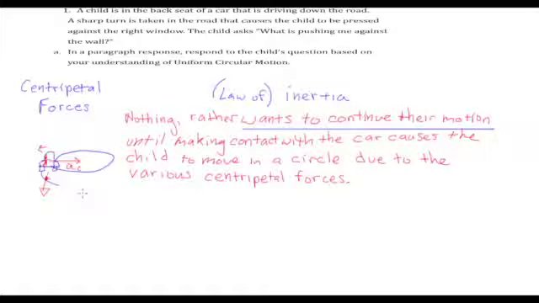To which I responded, "I didn't." I had no idea how to explain it at the time. But now with this concept, I see I just kept going, and the golf cart actually left me. So this was up to 6 points. Main concept being nothing, the law of inertia, until making contact with the car causes the child to move in a circle due to the various centripetal forces.